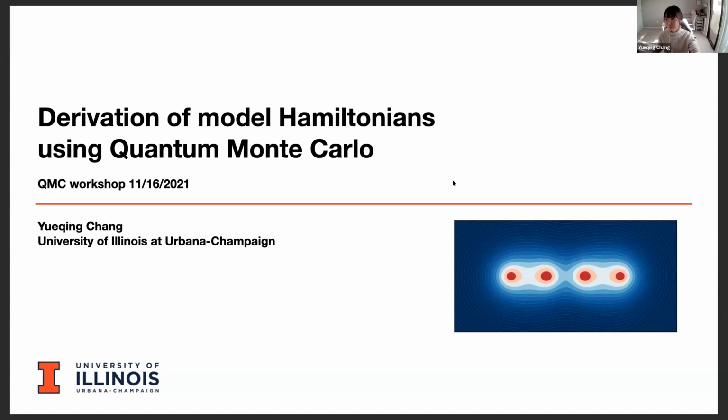Our 3rd speaker is Yueqing Chang, who's a graduate student in Professor Lucas Wagner's group at the University of Illinois at Urbana-Champaign. Today she will tell us about her work that I think is as important a direction as the previous talks, which is making a connection to models and deriving model Hamiltonians from these many-body methods. Thanks very much. Take it away.